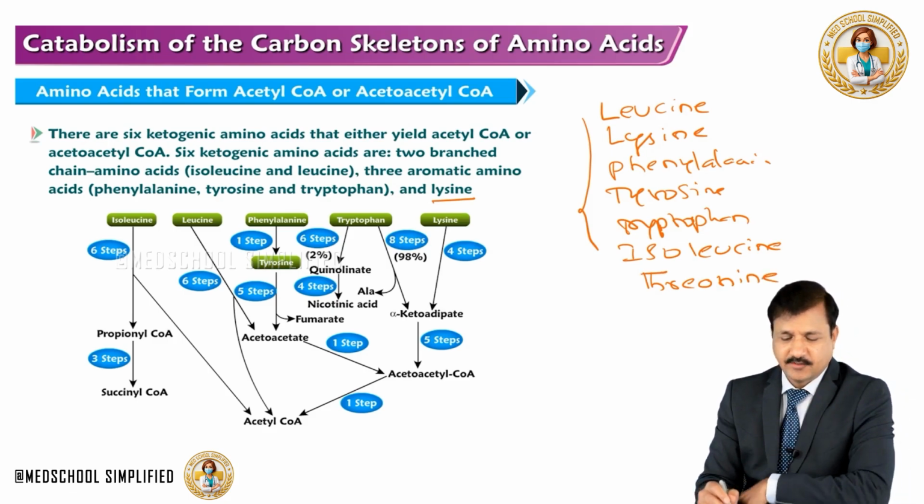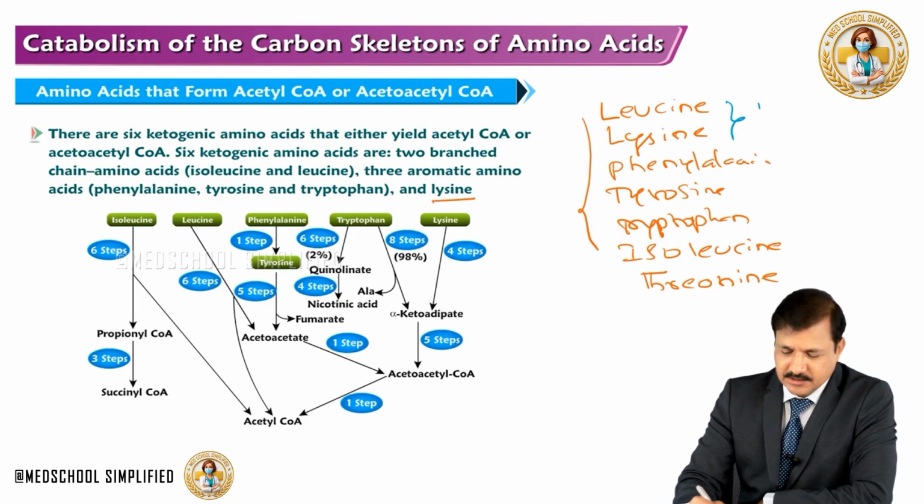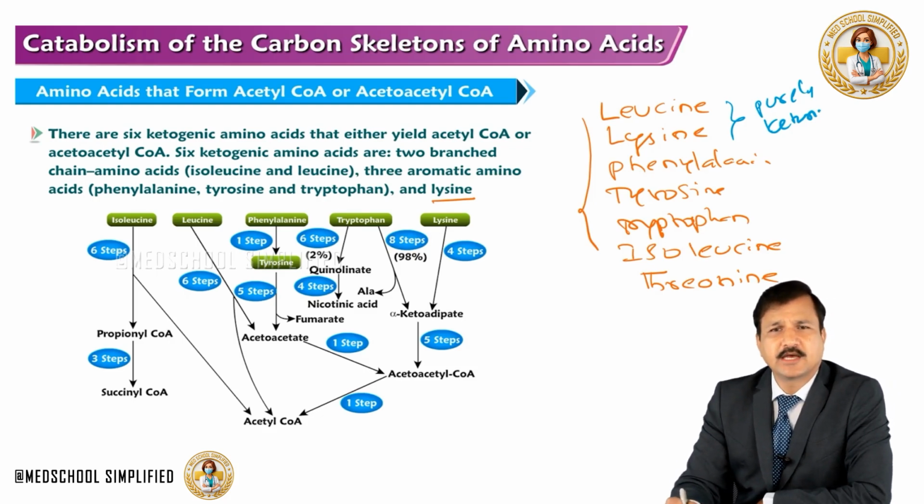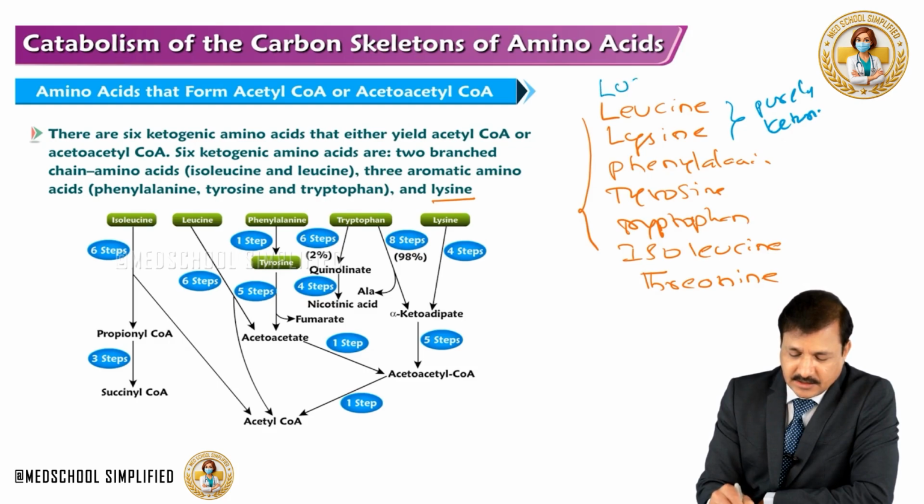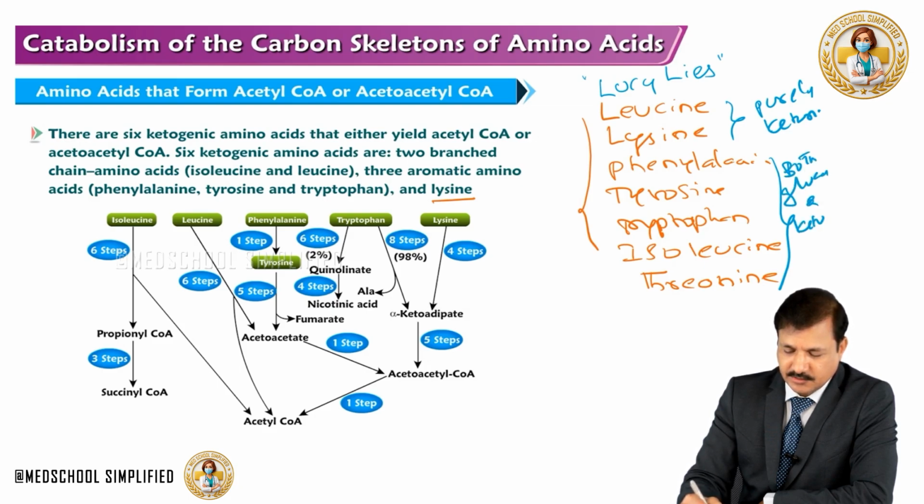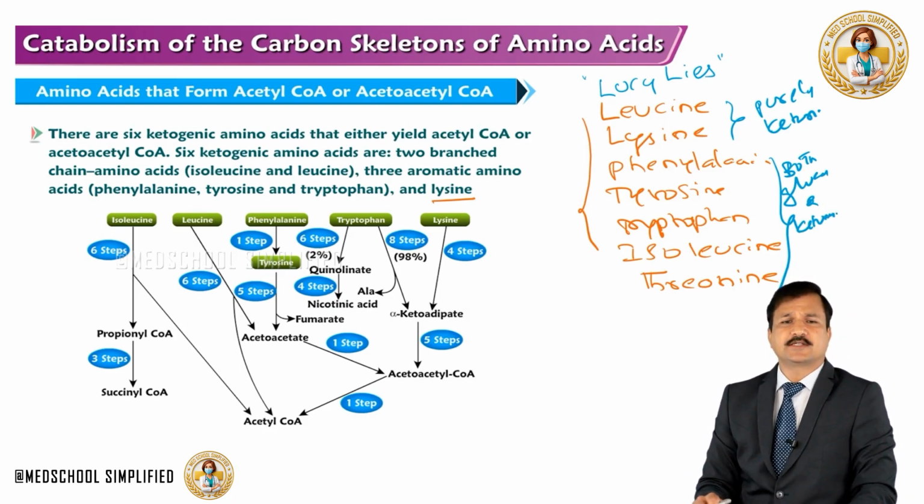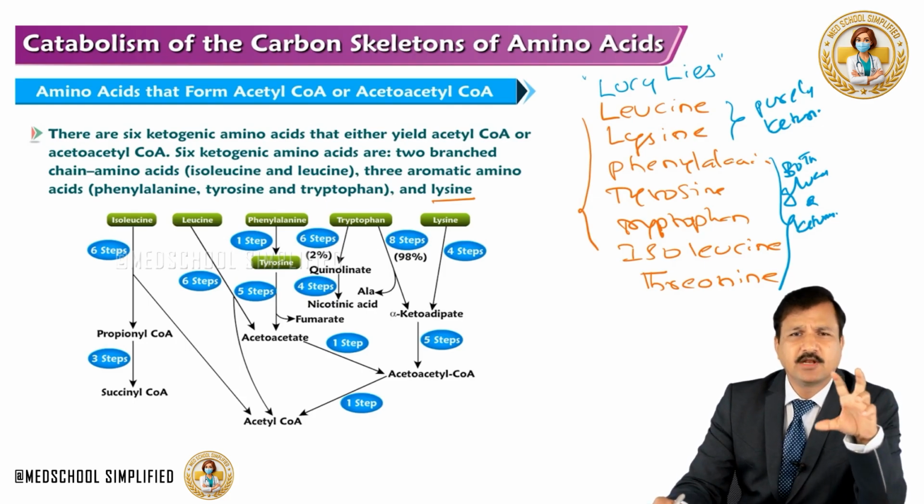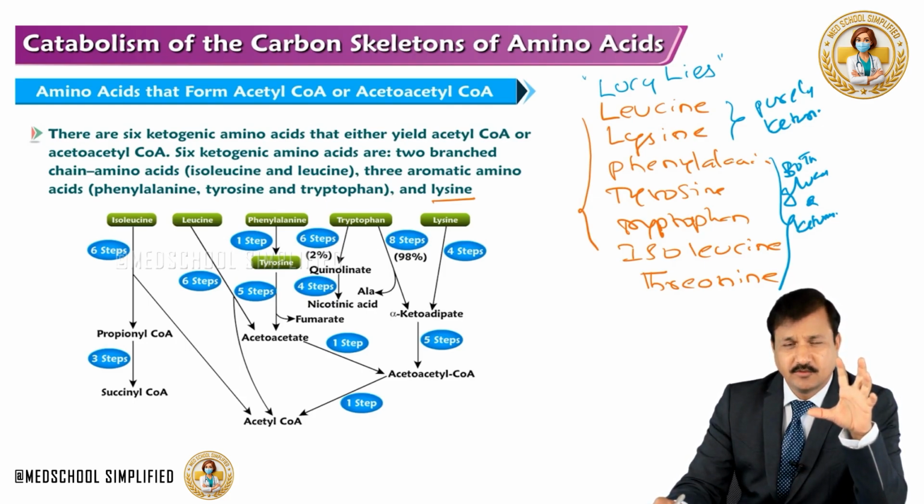So in that sense, we have 2 purely ketogenic amino acids, leucine and lysine, and I gave you the mnemonic Leucine-Lyse just to remember them. Then we have phenylalanine, tyrosine, tryptophan, isoleucine and threonine. These are all both glucogenic and ketogenic. Since we are looking at the ketogenic aspect, we are adding all these together. These are the amino acids that will make ketone bodies via acetyl-CoA or acetoacetyl-CoA.